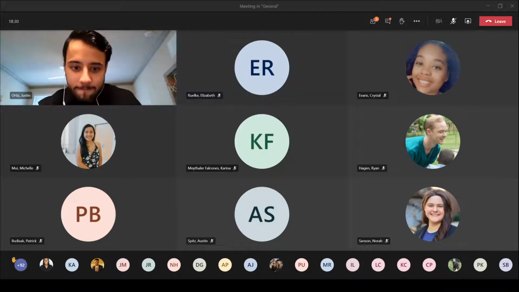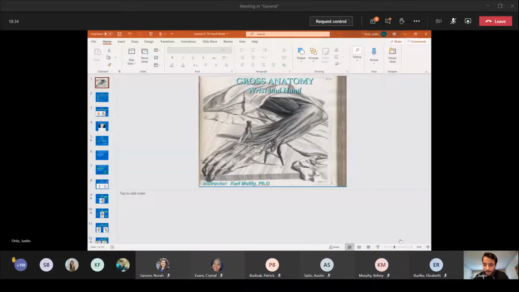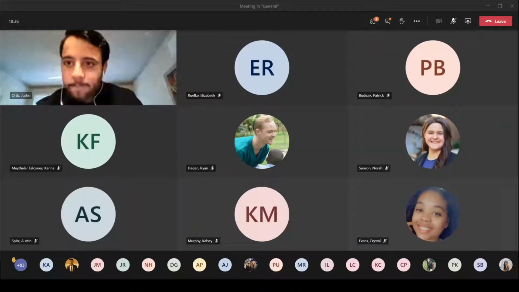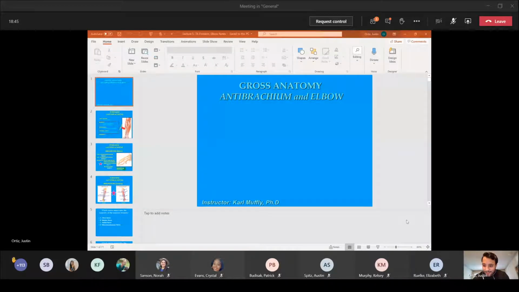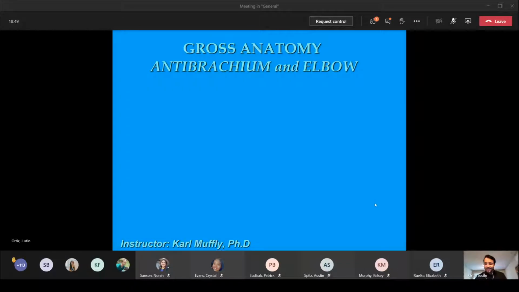Yeah, of course. Okay. Okay, that's better. There we go. All right, so we're going to start with the forearm, and feel free to let me know if you have any questions, hop on in, ask in the chat as well.